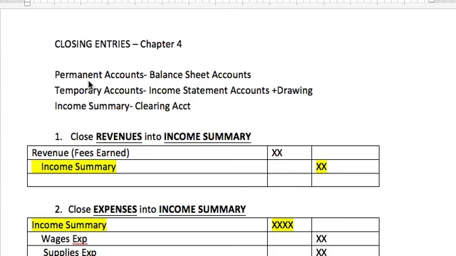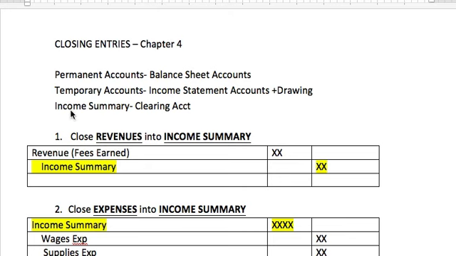You'll see here that permanent accounts are your balance sheet accounts. These are your assets, liabilities, and your capital account. Temporary accounts, these are the ones that we are going to close, are your income statement accounts and drawing. So that would include revenues, expenses, and drawing.